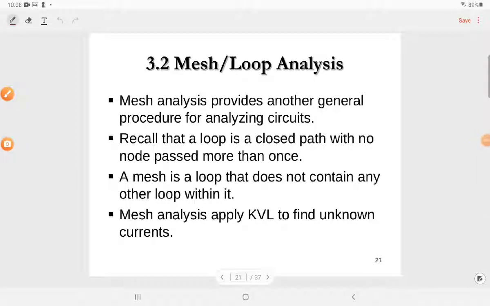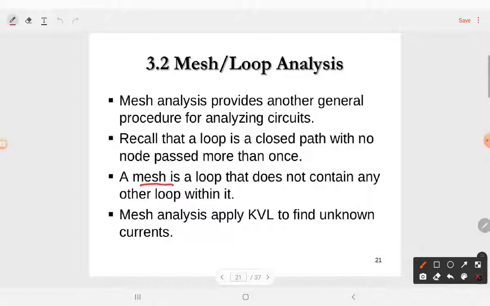Okay, class, for today's class, we go to mesh or loop analysis. Mesh analysis provides another general procedure for analyzing circuits. Recall that a loop is a closed path with no node passed more than once. A mesh is a loop that does not contain any other loop. So remember this: a mesh is a loop that does not contain any other loops, right? That means they are the smallest loops in the circuit.